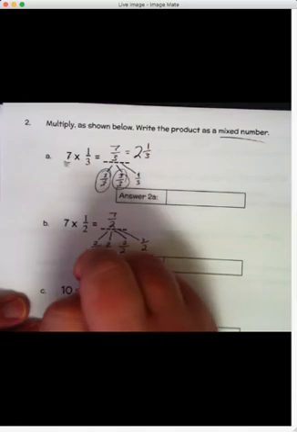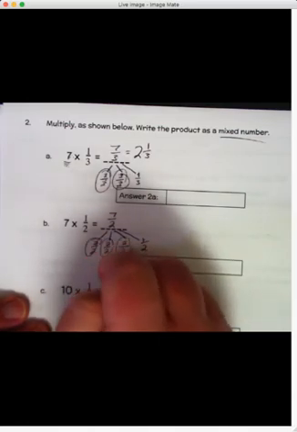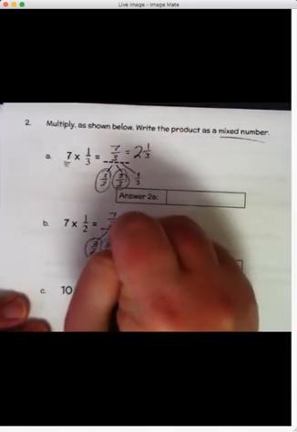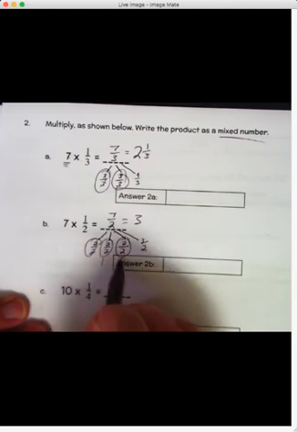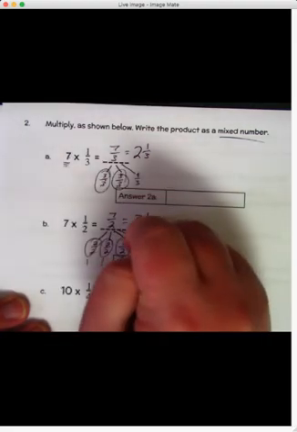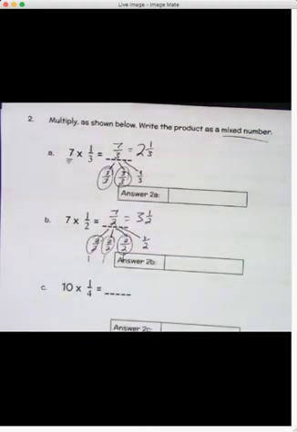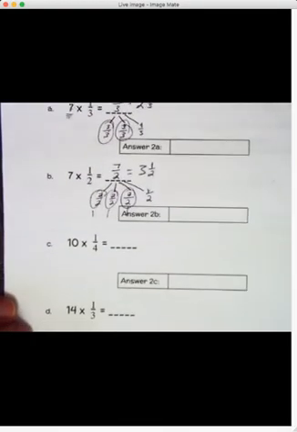So now we've got 1, 2, 3 wholes. Because this is 1, this is 1, this is 1, right? 2 halves is 1, 2 halves is 1, 2 halves is 1. And then I have 1/2 more. So 3 and 1/2. Okay, the next one. 10 times 1/4.